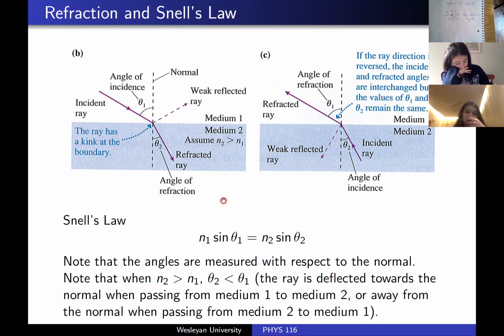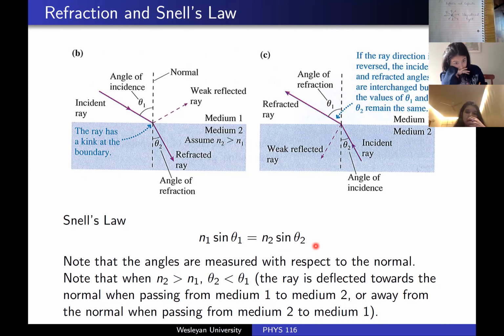It turns out that the angle of refraction is not the same as the angle of incidence, typically, and they are related to each other by what we call the refractive index, which we denote as n. Here, n1 is the refractive index of medium 1, n2 is the refractive index of medium 2, and theta 1 and theta 2 are the angles in those media. And so Snell's law, or the law of refraction, tells us that n1 sine theta 1 is equal to n2 sine theta 2.